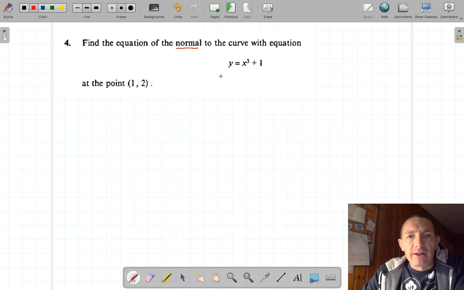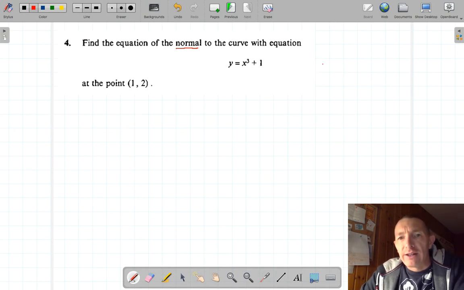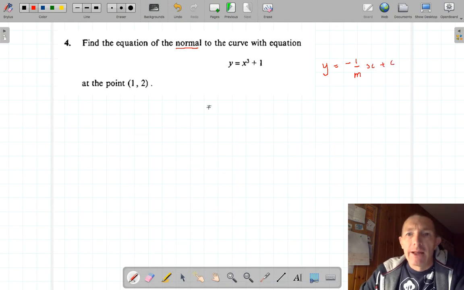So what I'm going to do is remember that the equation of a normal or a tangent is a straight line, and for this one, it's going to be in the form y equals minus 1 over m, where m is the gradient of the tangent at this point, x plus c. So it's just a take on y equals mx plus c. So I'm going to differentiate this first of all so I can find the gradient of the tangent at the point where x equals 1.